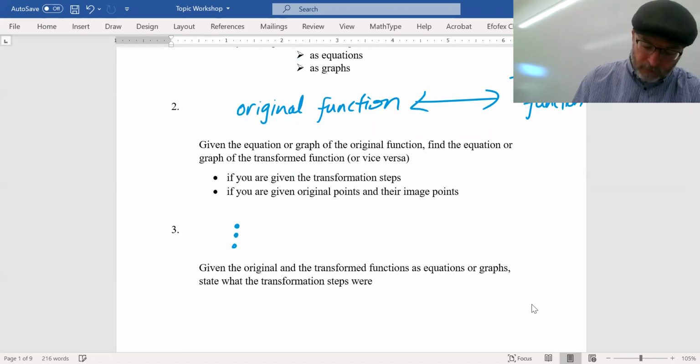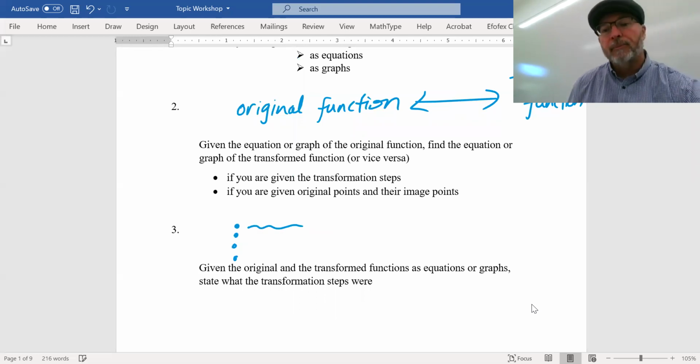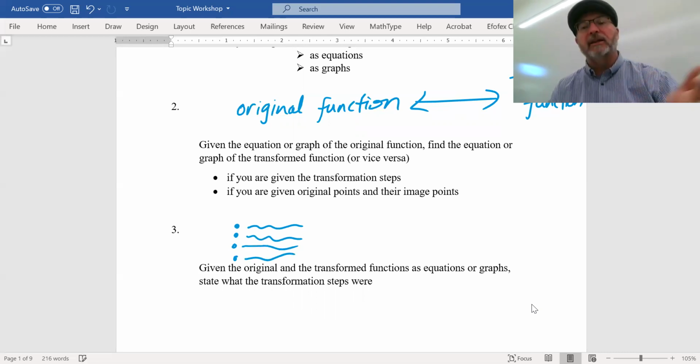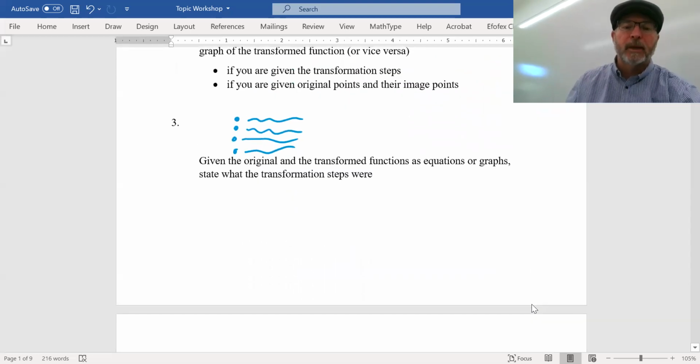So, was it dilated by a factor of 3 from the x-axis, or was it moved down 4, or whatever happened? So you need to write down what were the actual steps that made the original become the transformed function.